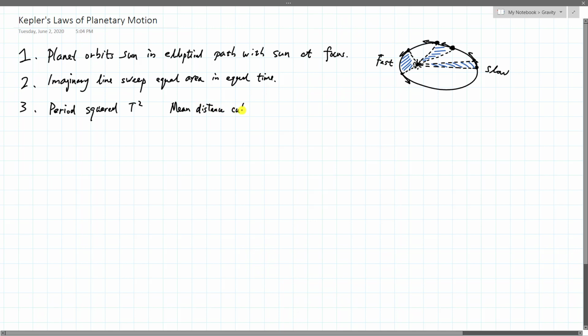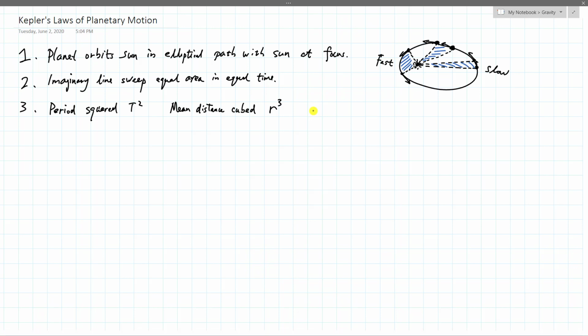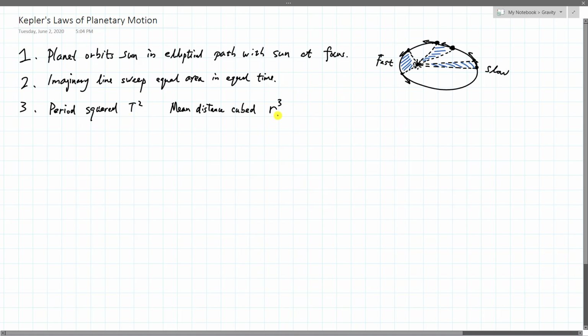Cubed. So if you call that a mean distance r, and you cube it, it mentions two separate planets, or any two planets. So period squared and mean distance cubed. For each planet, it has its period orbiting the sun, and it has its mean distance cubed.